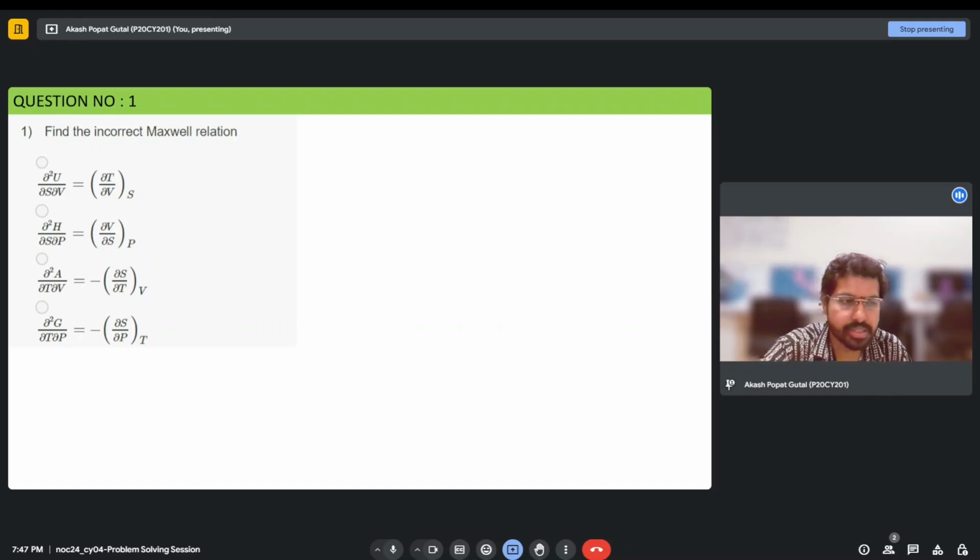So the hint in this question is that you start from the Legendre transforms of all the dU, dH, dA, dG. From there, you try to derive these equalities using Maxwell's relations.